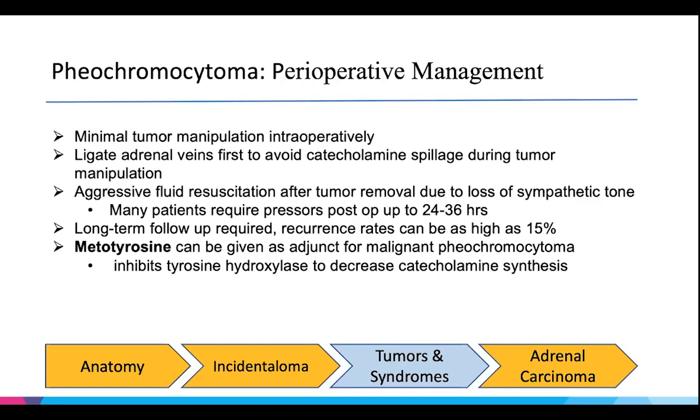Long-term follow-up for these patients is required. Recurrence rates could be as high as 15%. Metyrosine can be given as an adjunct for malignant pheochromocytoma, which inhibits tyrosine hydroxylase, which will decrease the catecholamine synthesis. As we saw, this was the rate limiting step in that production in the adrenal medullary chromaffin cells.